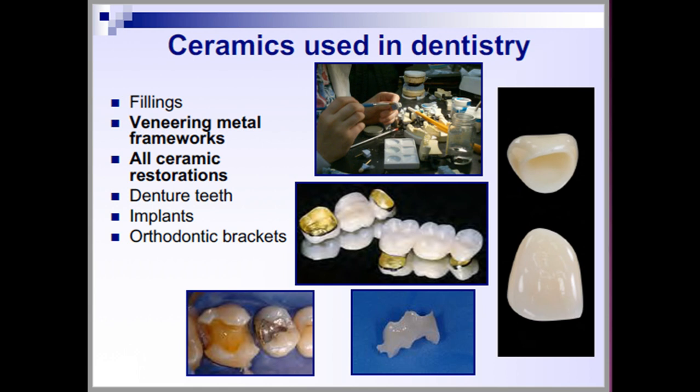So according to those things also we can classify these materials. The first one, the easiest, is according to application. What you are seeing in this slide over here: these can be used for fabrication of different porcelain jacket crowns.